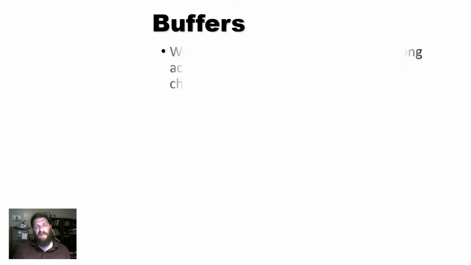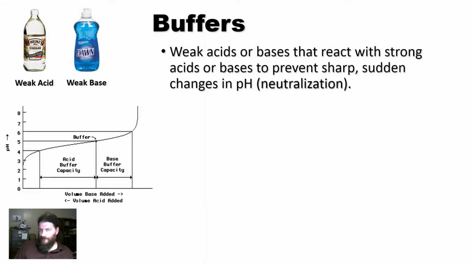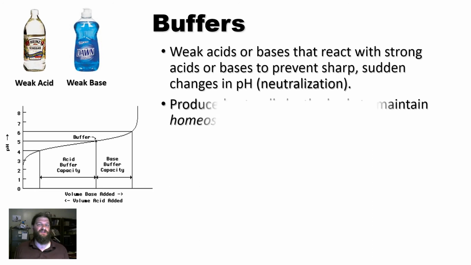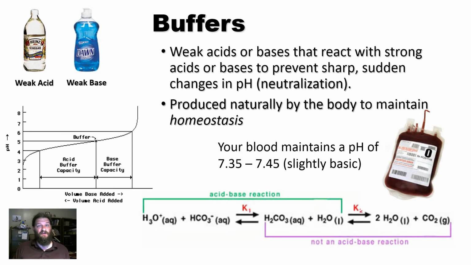Buffers are weak acids or bases that, when you add stronger acids or bases to them, kind of take up the slack. They resist sudden change in pH. These are really, really important in our bodies and in the bodies of living things in order to maintain homeostasis. Our blood pH is regulated in a really narrow window, and it uses the relationship between the weak acid, carbonic acid, and the water in your blood in order to maintain that slightly basic, slightly alkaline characteristic that our blood needs.